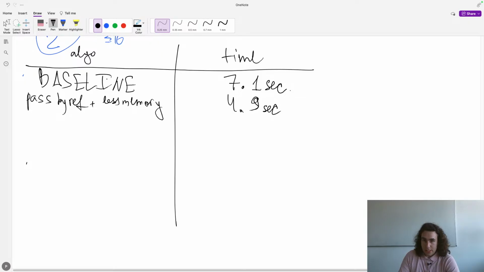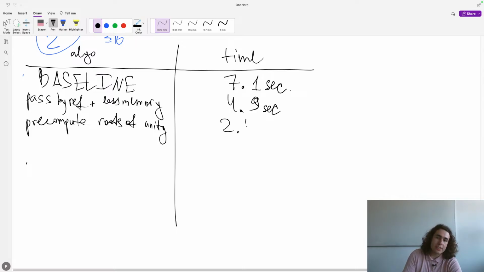How does this influence our time? So pre-compute roots of unity. This takes 2.4 seconds. We more than halved our time. So obviously this was our bottleneck.